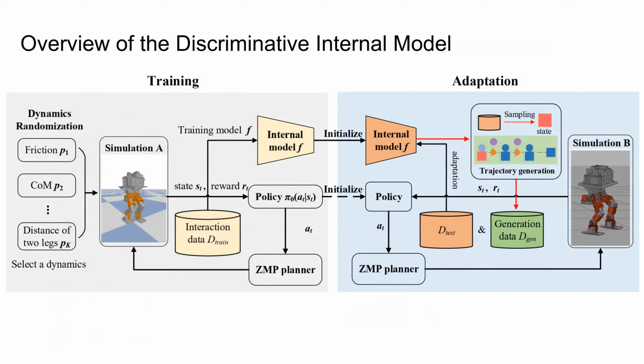This figure illustrates the framework of our proposed method, which consists of two phases, training and adaptation. In the training phase, we learn an internal model that captures the dynamics of the environment, as represented by the yellow trapezoid on the left. In the adaptation phase, we use the internal model to augment the state with virtual trajectories, which are then combined with real interaction data to train the policy. To avoid negative effects of poor augmentation data on policy learning, we also introduce a discriminative data generation scheme.